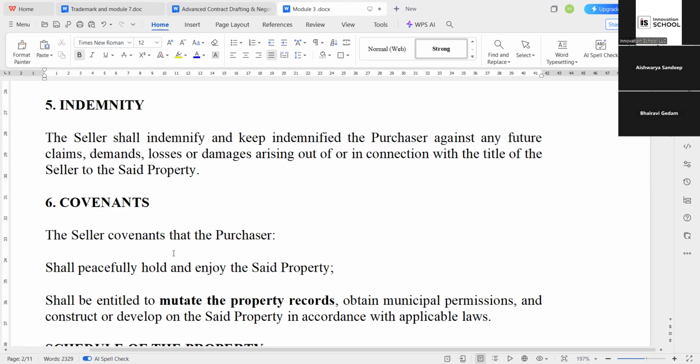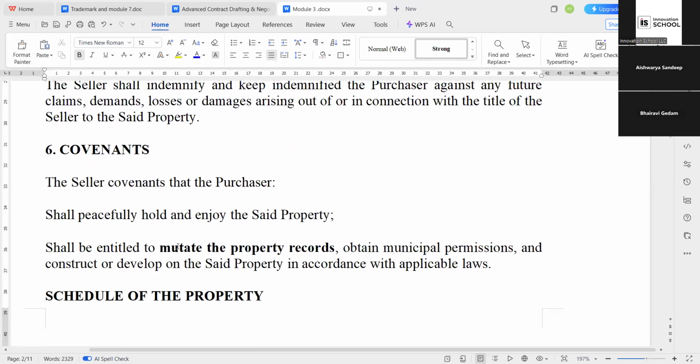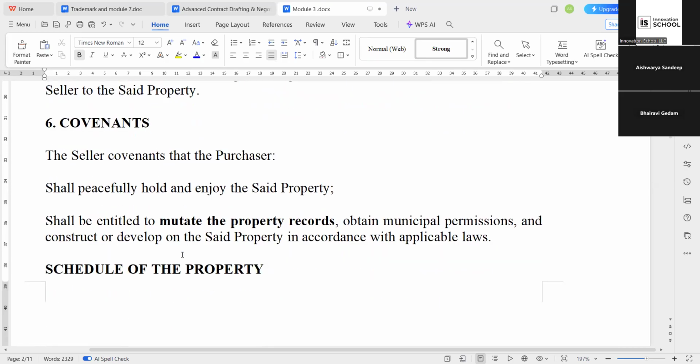So one of the major problems is that the seller says that the purchaser can enjoy the property in peaceful possession. There are no other rights. That is, the said property is not under any other disputes. You don't have any other obligations or anything that is pending.